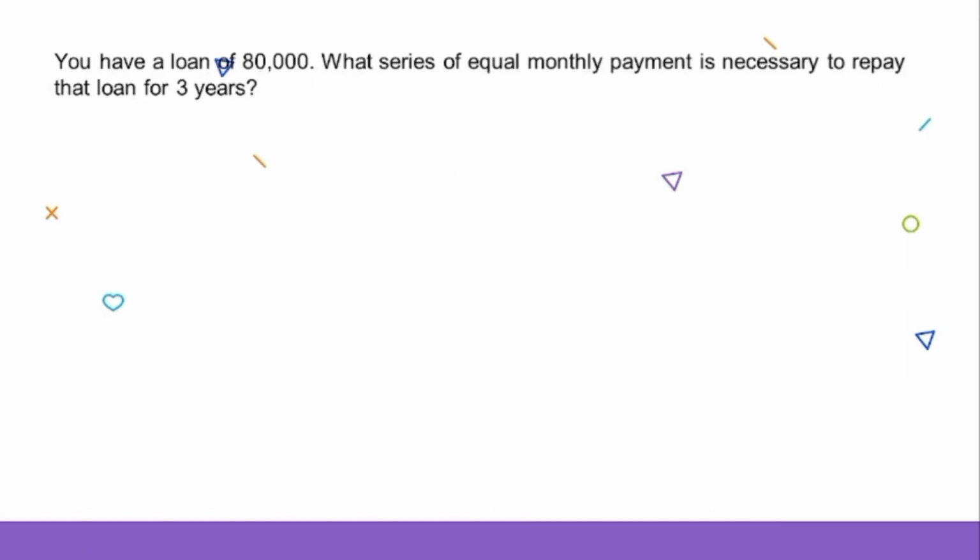So let's have some examples. You have a loan of 80,000. What series of equal payment is necessary to repay that loan in 3 years? So, ang sabi dyan, equal monthly payment. So, in calculating problems like this, I suggest na you try to illustrate the problem. You try to draw the cash flow diagram. So, let's first draw the cash flow diagram.